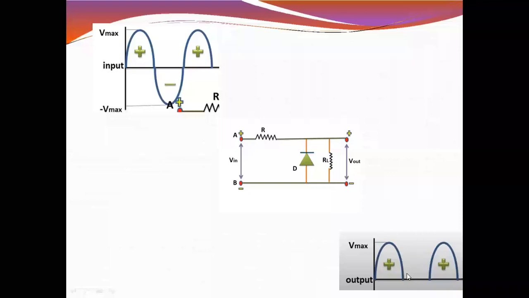We don't get any negative half of the waveform. So what does this circuit do? We are clipping the negative half. That's why it is called a negative shunt clipper, because the diode is connected to the load resistance in a shunt manner. Is it clear to all of you? I hope it was clear to all of you.